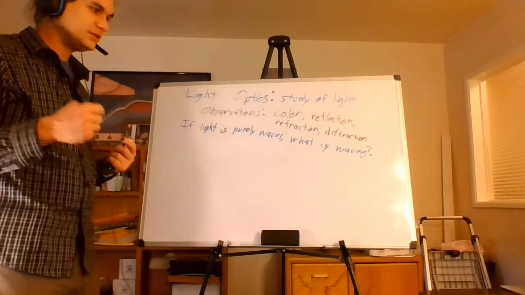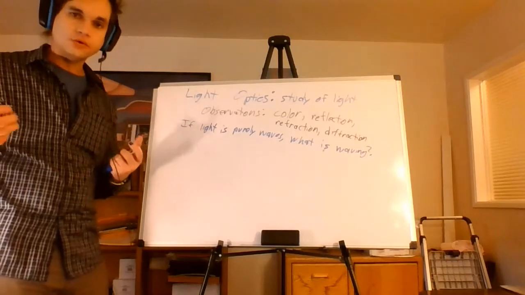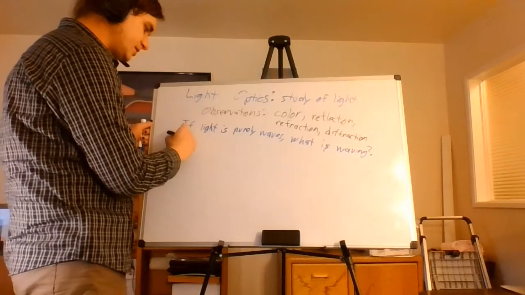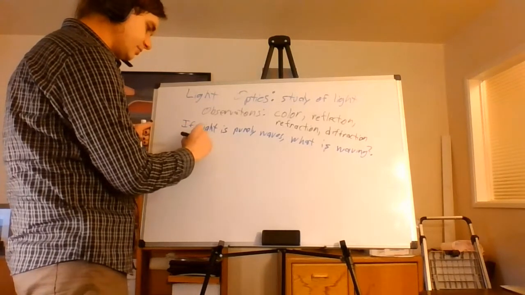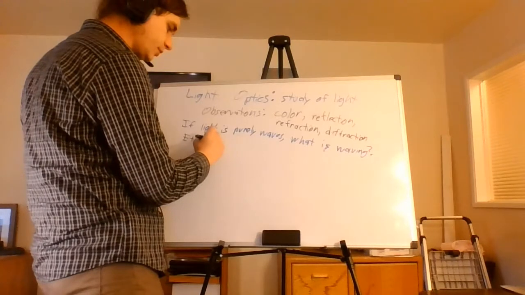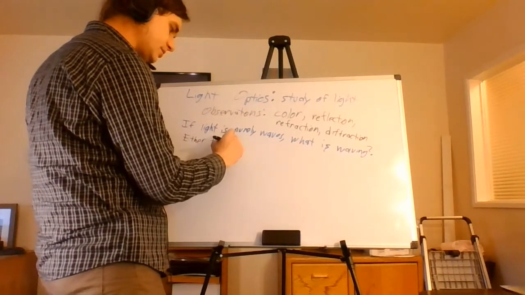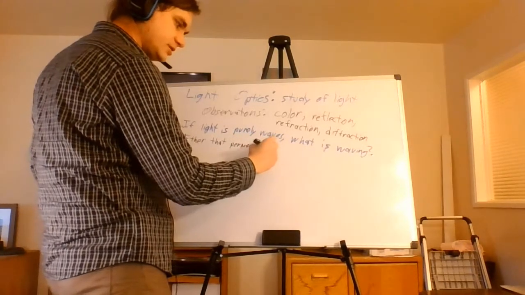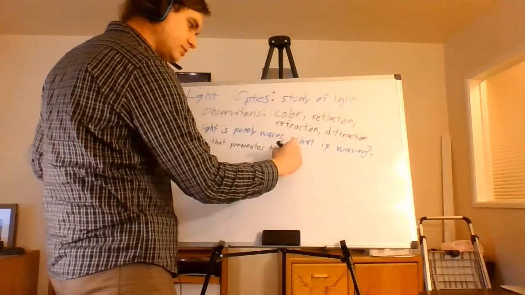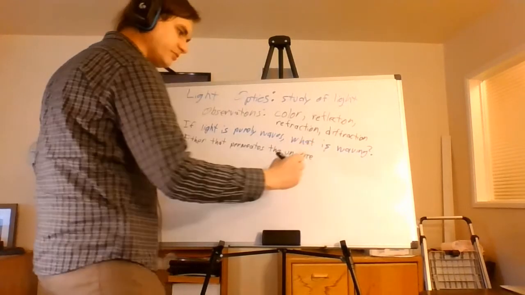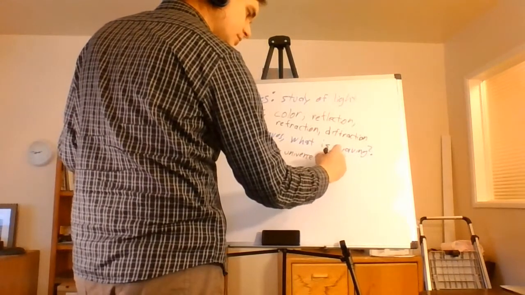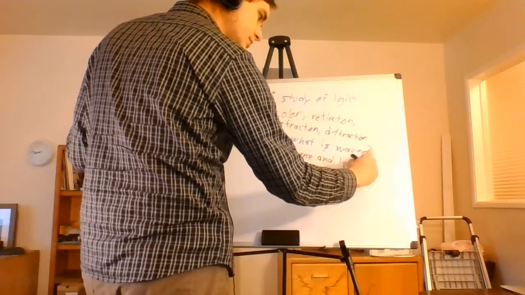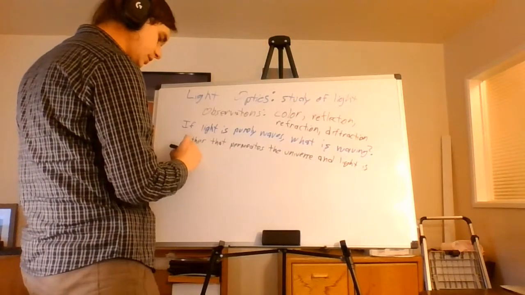So in the case of light, if it's waves, what in the world is it that's waving? Well, that led to the proposal that there is an ether that permeates the universe, and light is its vibrations.